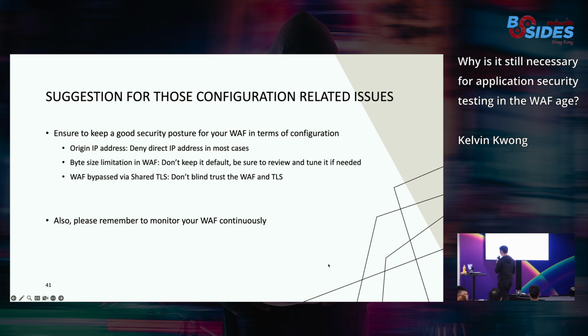Okay, the second thing is, for configuration-related issues, just keep in mind that we have to ensure the origin IP address doesn't allow everyone to directly access your web server by simply using the IP address. And for byte size, just keep in mind, don't blindly trust the default settings. Sometimes you have to review and see whether it could be leveraged to bypass the WAF and break through applications. And last, it's not a very good idea to blindly trust the WAF and TLS, because I know some companies directly trust the WAF locations, but it's still worth a review because sometimes it could be a loophole.